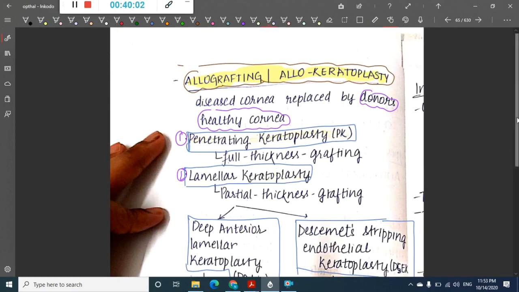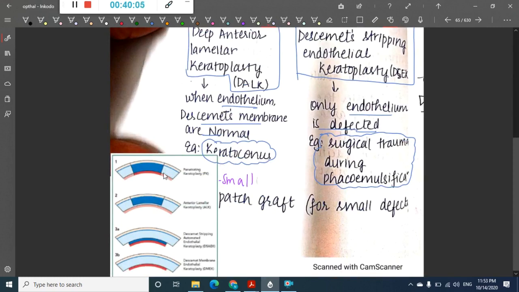It is full thickness grafting. So here this is full thickness grafting involving the epithelial layer, Bowman's membrane, stroma, Descemet's membrane, and the endothelium.